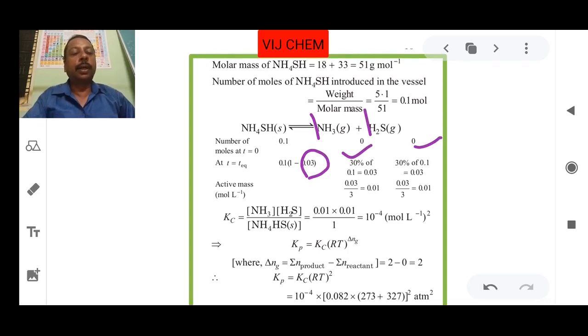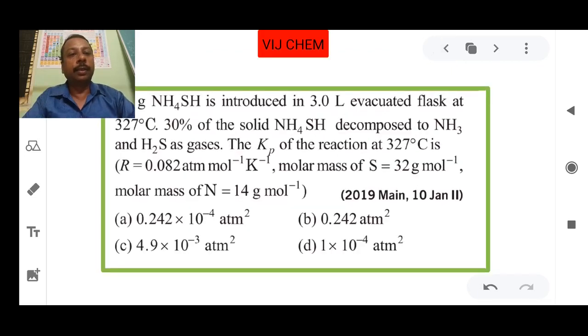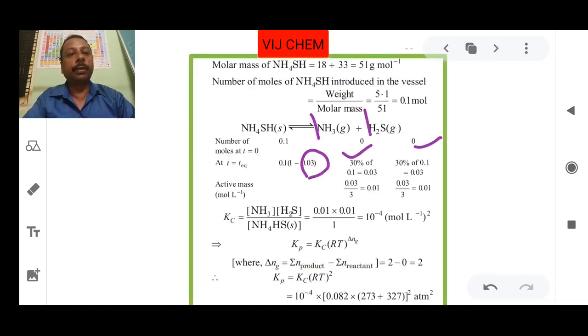Okay, so on calculation, see here, a 3 liter container is given. So 0.03 are the moles formed divided by 3 liter. So 0.01 moles per liter, that is the concentration. As solid concentration you should take as 1. So then you will get the Kc value. With the concentration you can find out Kc.